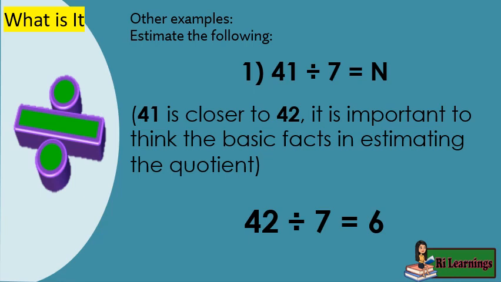Other examples. Estimate the following. One, 41 ÷ 7 = n. Take note that 41 is closer to 42. It is important to think of the basic facts in estimating the quotient. 42 ÷ 7 = 6.